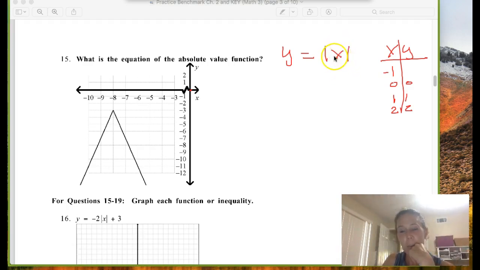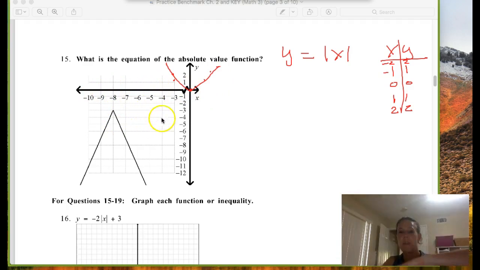So if I plug in -1, I get 1. If I plug in -2, I get 2. All right, so that's what it looks like for the absolute value. Hold on to that, and we're going to come back to that. Now I start at 0, 0, and then I have 1, 1, 2, 2. Okay, and here's what my absolute value looks like. Now it's shifted over here and it's flipped upside down.